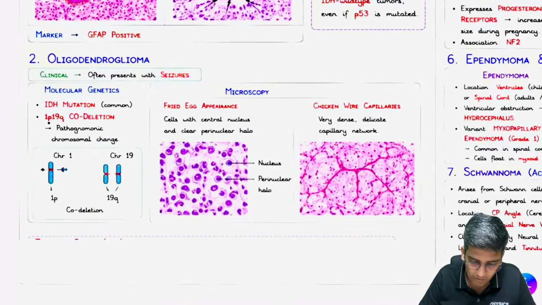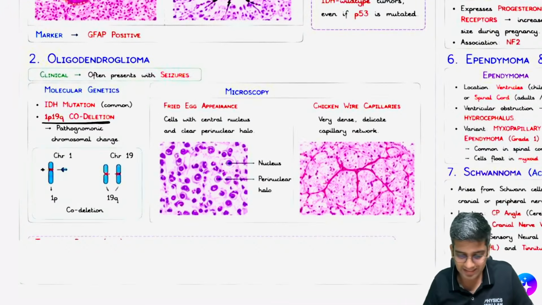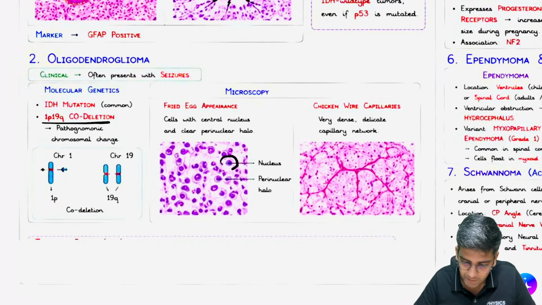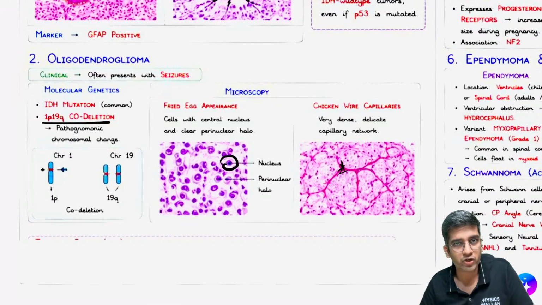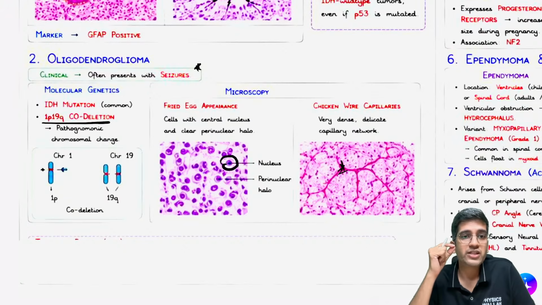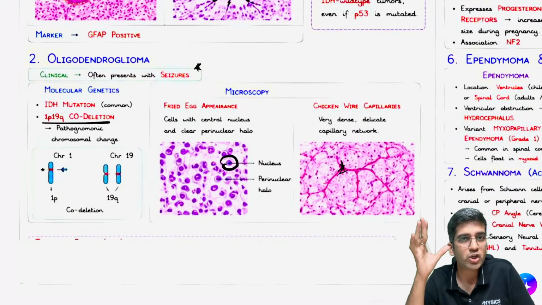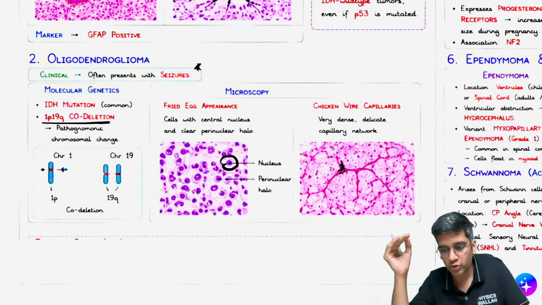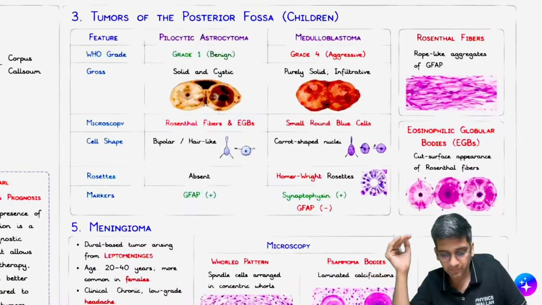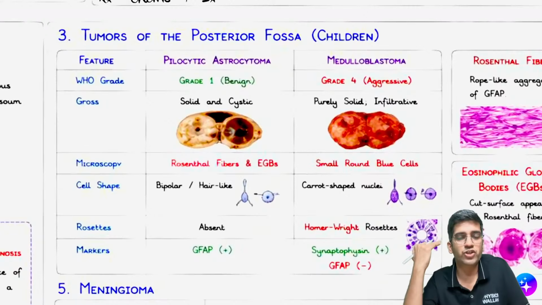Oligodendroglioma, again, 1p19q co-deletion, very classical. And the fried egg appearance with lots of tiny capillaries called chicken-wire capillaries, which is diagnostic for oligodendroglioma. And a very important clue: a CNS tumor presenting with seizures, fits, is oligodendroglioma without doubt, because that's one tumor which can present with fits. Fine. Next, about the posterior fossa tumors.